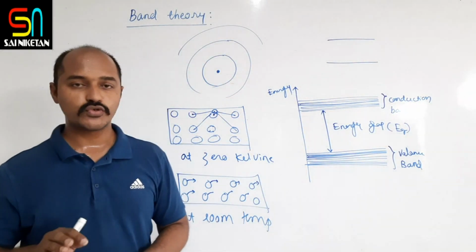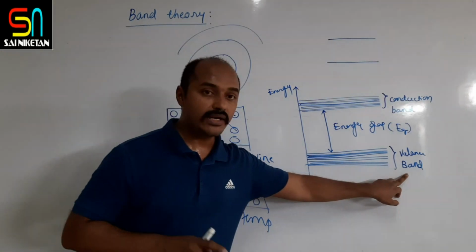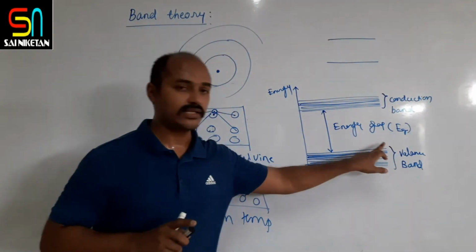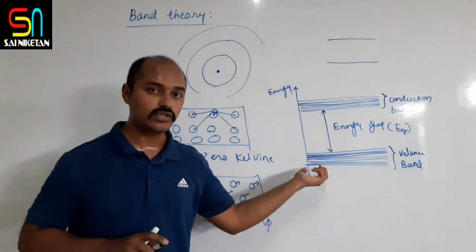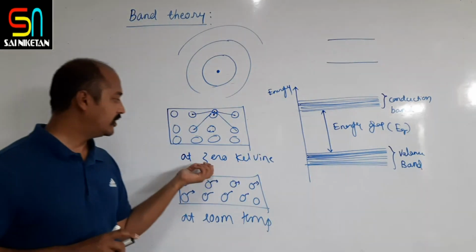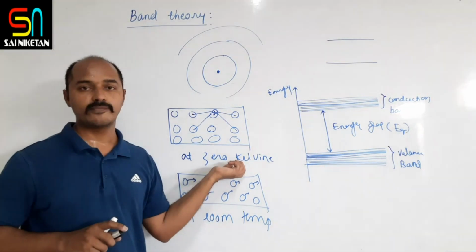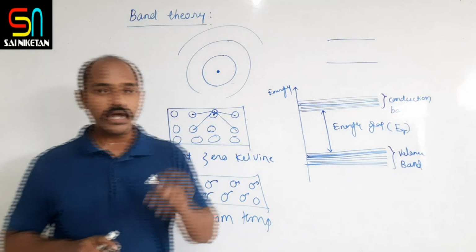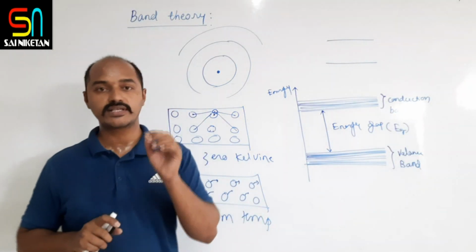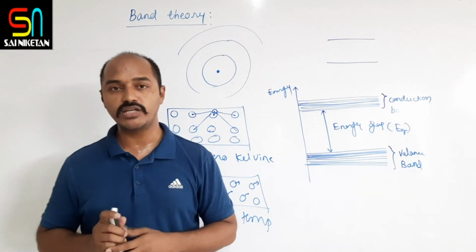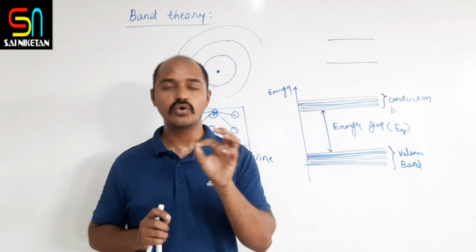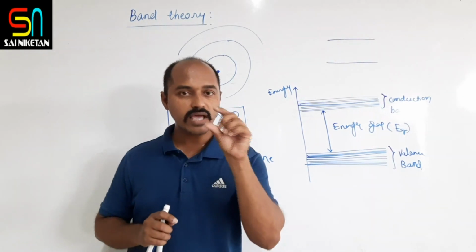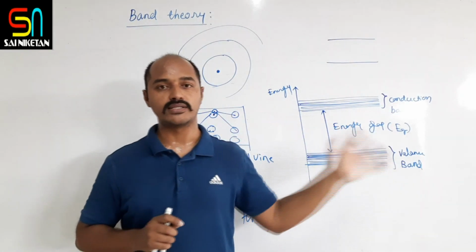As we know so far, the valence band is completely filled with valence electrons when the temperature is 0 Kelvin. So the energy band which is completely or partially filled with valence electrons at 0 Kelvin is called the valence band.